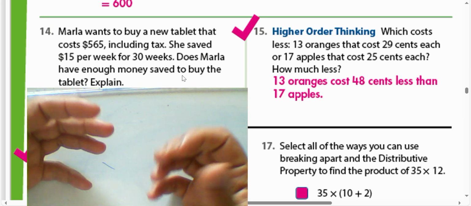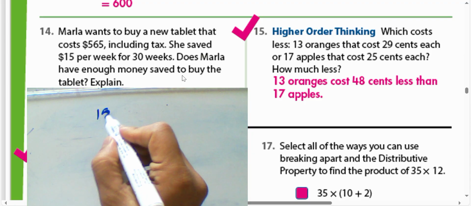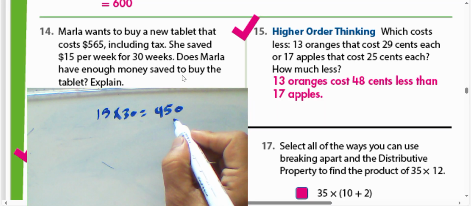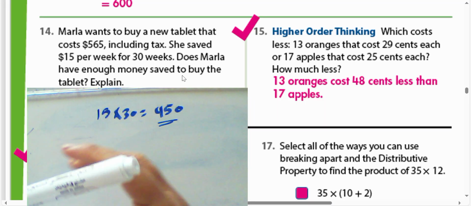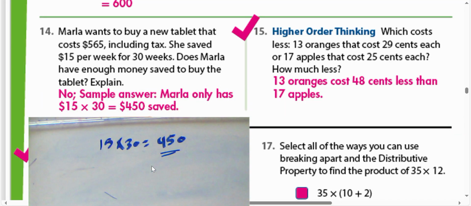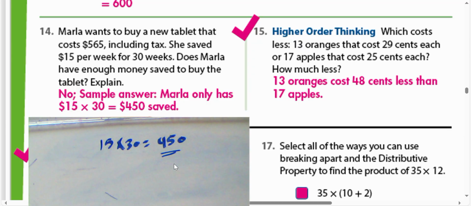First, we can find the amount of money she has. 15 times 30. Write 0 and 3 times 15 equal 45. This is the number she has, so this number is nearest to 565. Okay, nearest to this number, but she wants extra dollars to get the tablet because the price of the tablet will be 565. So the money she has must be more than 565 or equal to.